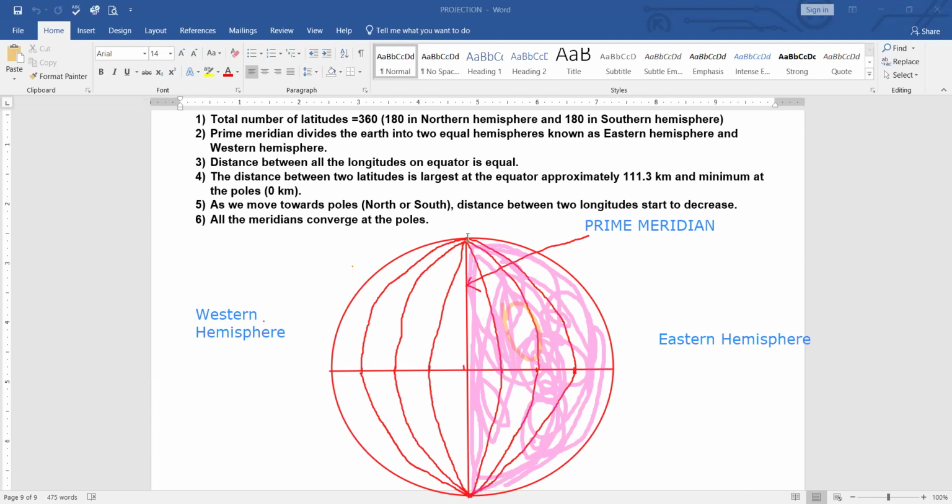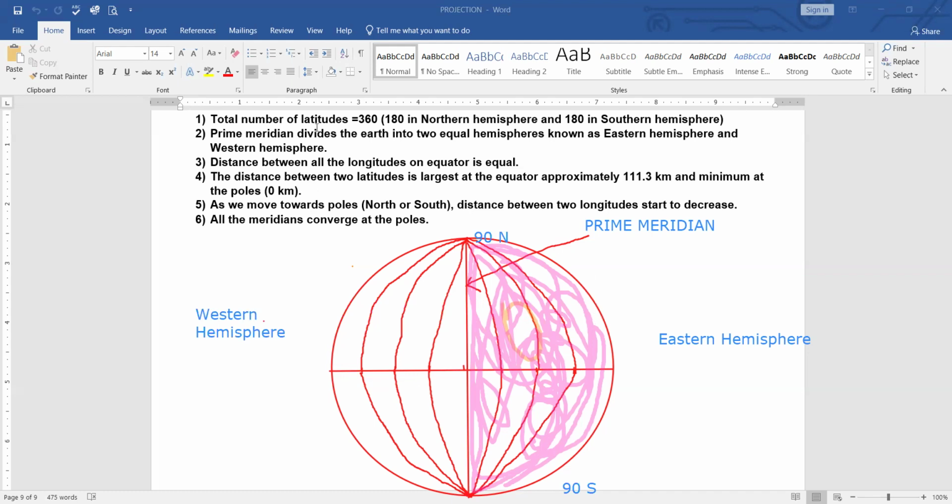So this point on the top is 90 degrees north, the North Pole. Down this point is 90 degrees south, known as the South Pole. Clear? Now let's move to the points.